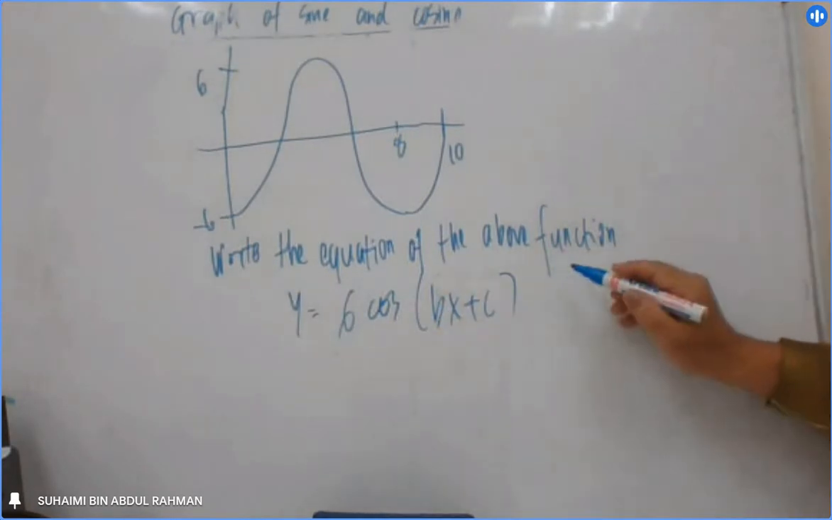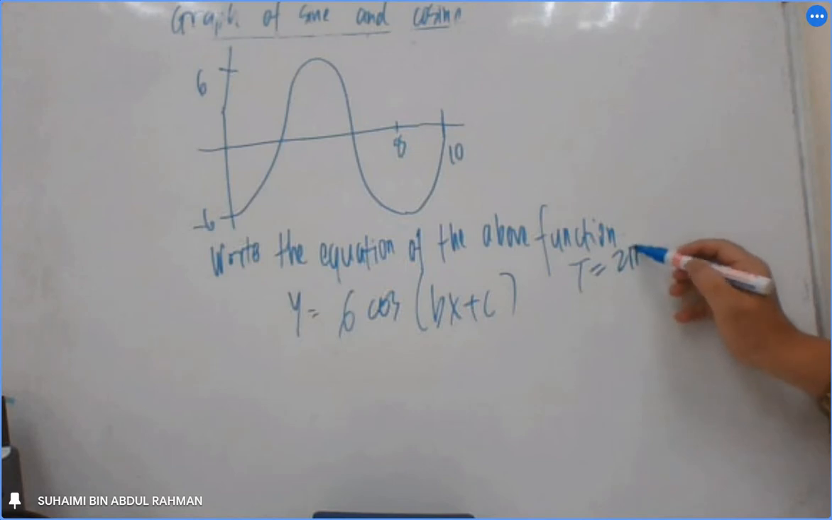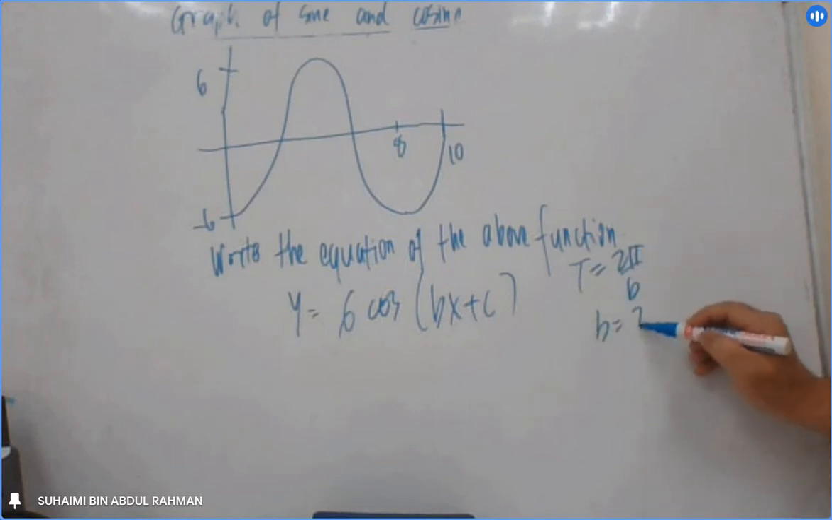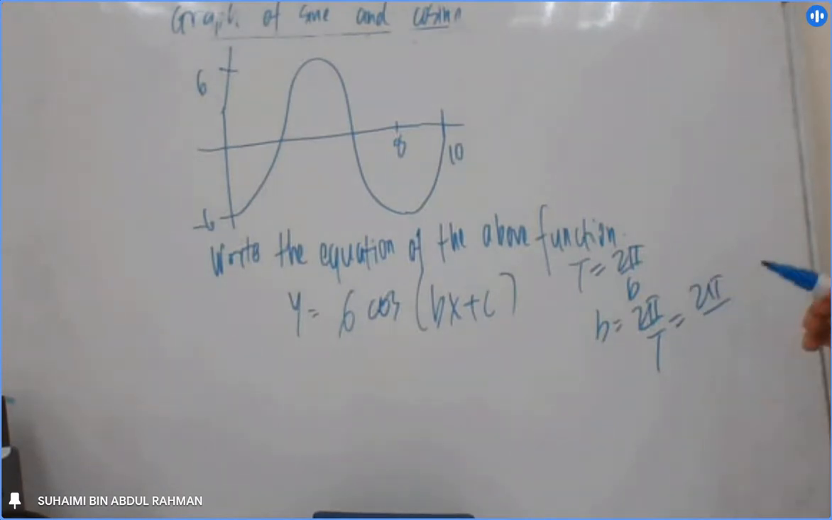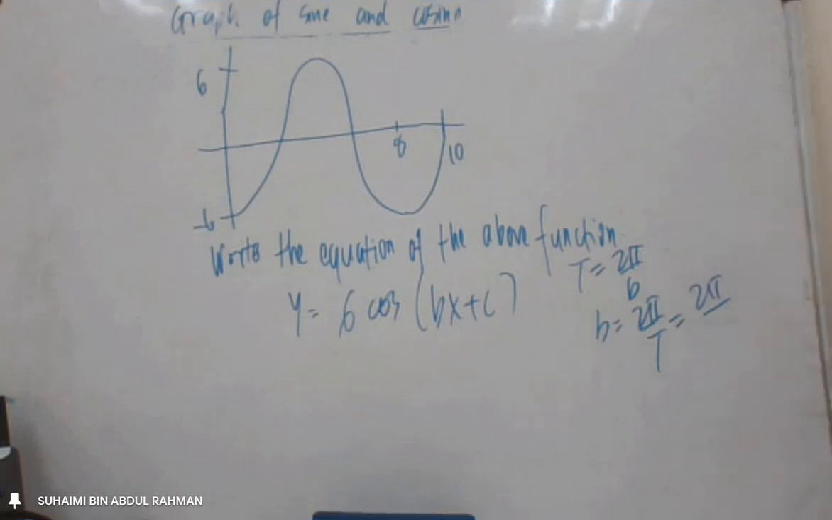B, remember that period is 2 pi over b. B is 2 pi over period. What is the period here? When you look at the graph here, what is the value of the period? One period. 10? No, not 10, definitely not 10.